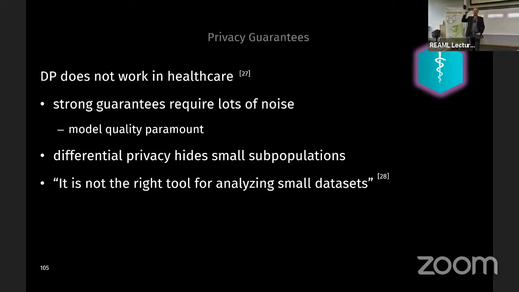Plus, it really requires lots of noise if you have very small data sets, because then one small change has a huge impact. So it is not the right tool to analyze small data sets. Nonetheless, it is the current state of the art. And I guess the right way to look at it is, it's a bad tool, but it's the best we have.